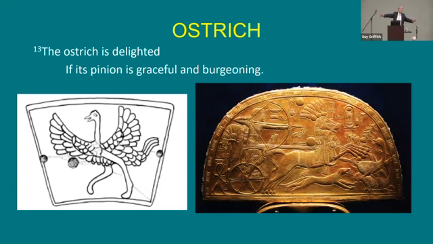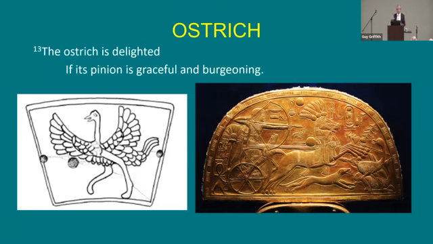And here on the right side we have an ostrich fan holder owned by Tutankhamun. On the fan holder, all these feathers are ostrich plumes. Ostrich plumes were famous for their beauty all over the ancient Near East. And here we have Tutankhamun on an ostrich hunt.